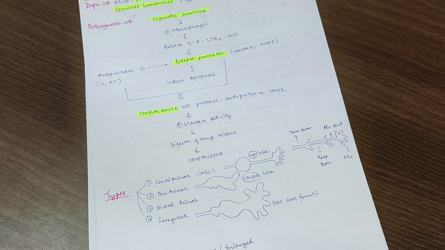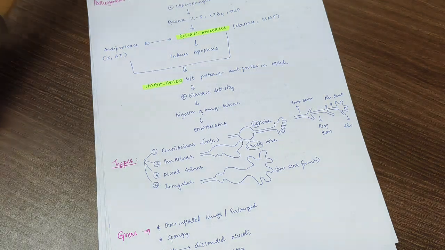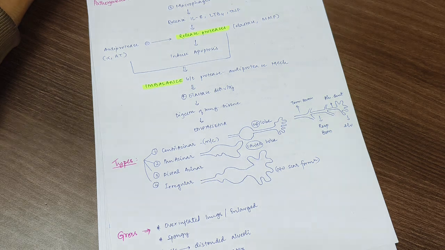So what are the types? Basically centriacinar, panacinar, distal acinar, and irregular. In centriacinar, it is usually in the upper lobe and in the central part of the acinus. That is why it is called centriacinar. Panacinar involves all parts of the acinus, whereas in distal acinar, the distal part of the acinus is involved. Irregular can involve any area and looks irregular.